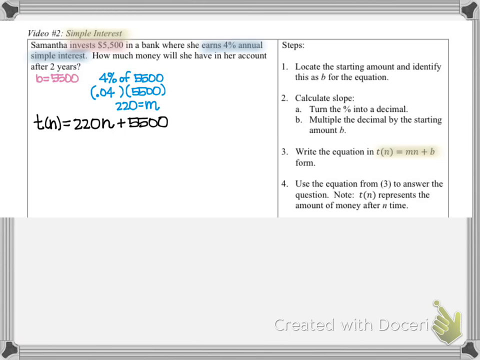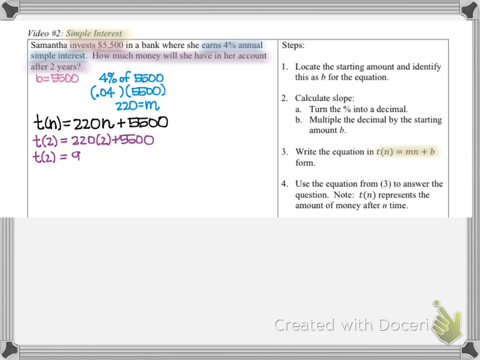Now we should be able to go back to the question and see what it wants us to do. If we look back here, how much money will she have in her account after 2 years? The 2 is represented by n. So n is our time frame. We're going to do T of 2. I'm going to plug 2 into my equation and type this in, and let's see what she is going to have at the end of 2 years.